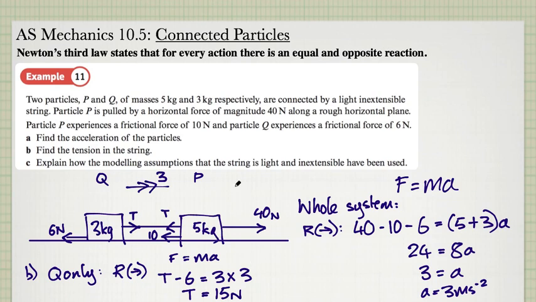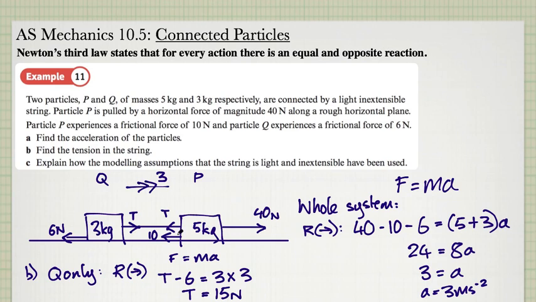Explaining how the modelling assumptions that the string is light and inextensible have been used is something that is given very clearly in the textbook example. It's to do with the fact that tension is constant throughout the string. So tension is uniform throughout the string. Light and inextensible. Inextensible means it doesn't stretch. Light means it has no mass that's worth considering. So we say it has negligible mass.